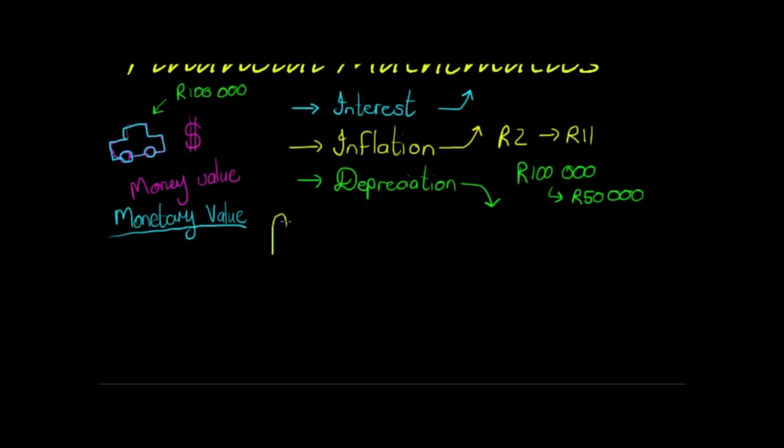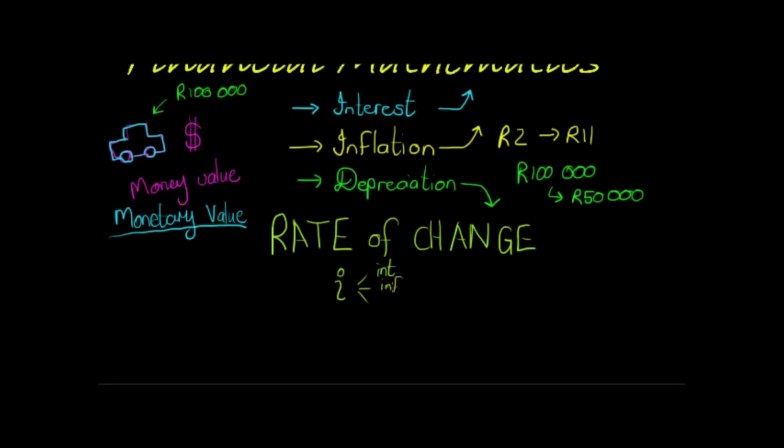Now, rate of change, that is the percentage with which my values change over time. Rate of change refers to the percentage with which my value changes, and we're going to use an i to represent the rate of change, and this can be for inflation or interest or depreciation. Okay, let me say interest, inflation or depreciation is going to be represented with an i. But what's very important, it will be expressed as a percentage.